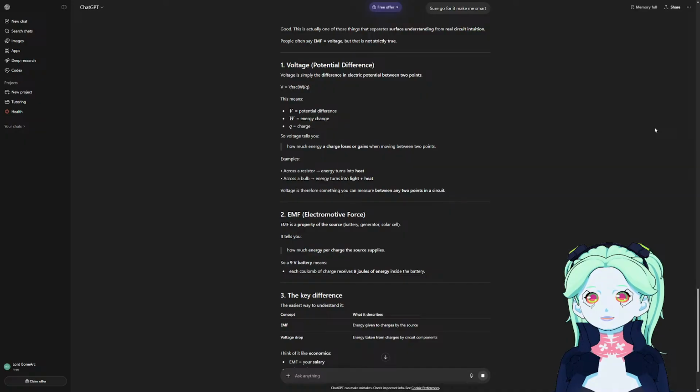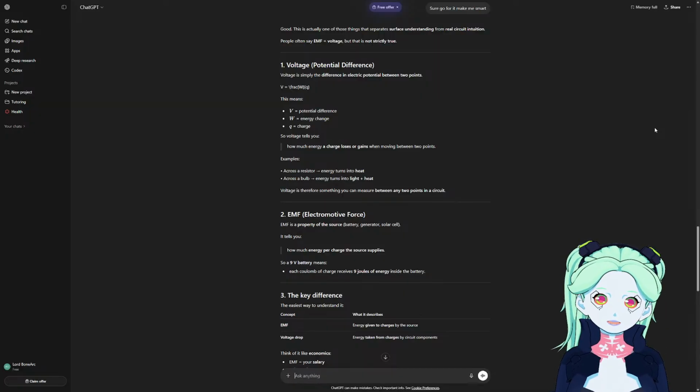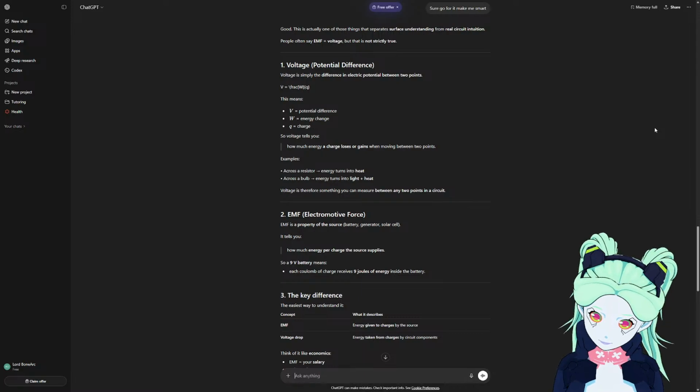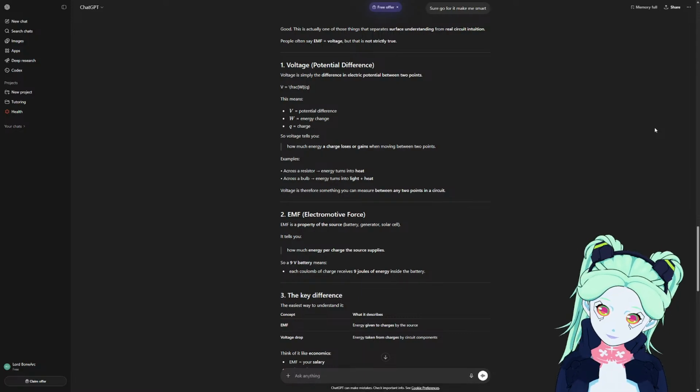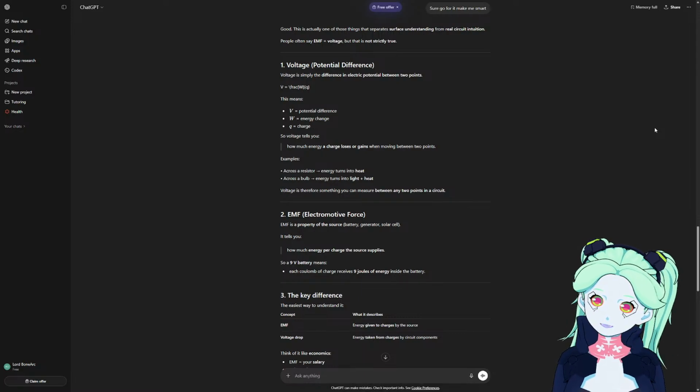Voltage is simply the difference in electric potential between 2 points. V is equal to W over Q. This means potential difference is equal to energy change over charge. So voltage tells you how much energy a charge loses or gains when moving between 2 points. Examples: across a resistor, energy turns into heat. Across a bulb, energy turns into light plus heat. Voltage is therefore something you can measure between any 2 points in the circuit.